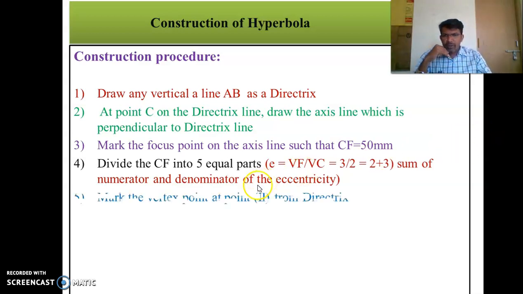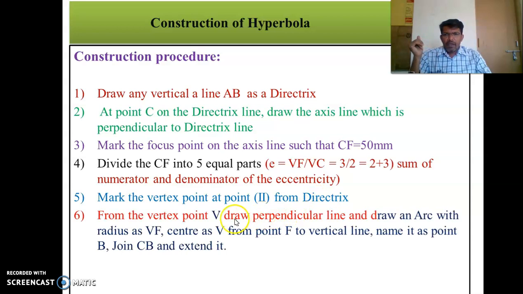Next, mark the vertex point V at 2 parts from the directrix. From the vertex point V, draw a perpendicular line, and with the radius VF and center V, draw an arc from the point F to the vertical line. Name it as B, join CB and extend it. Whenever we go to the animated video, you will notice the steps that are proceeded.